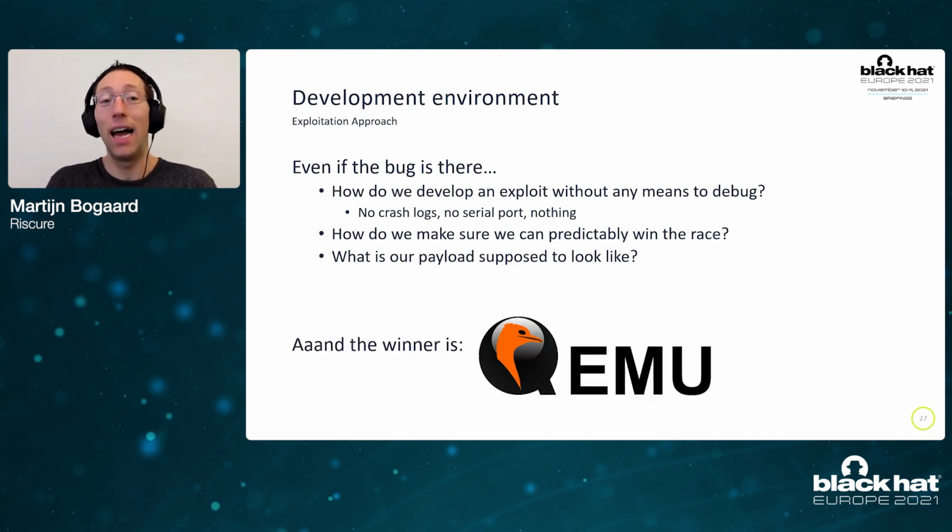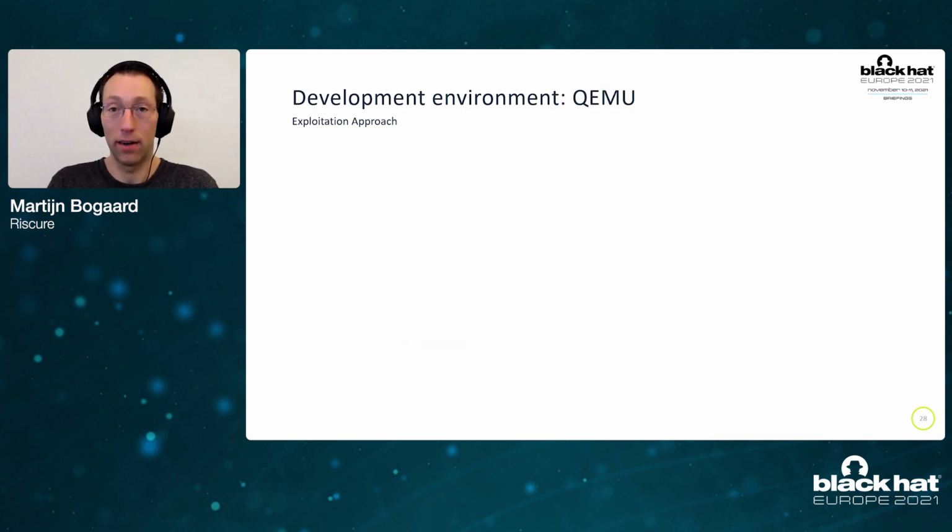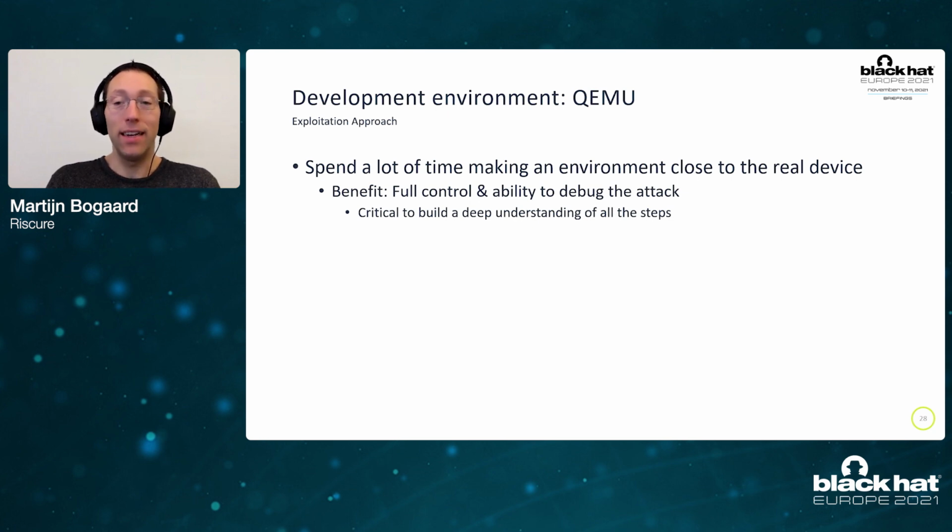And what we did is we actually did a lot of work in preparing our attack using the QEMU emulator. What we did is that we basically tried to model the real device as close as possible in the emulator. And this has as major benefit that we could completely control and debug our attack before we had to do it on the real device in the blind. And this has been really critical to get a sufficient understanding of how the attack is behaving and the elements that we need to control to make it work.